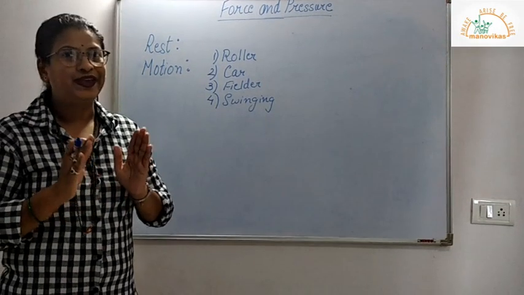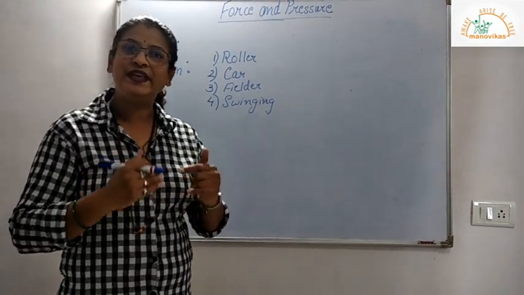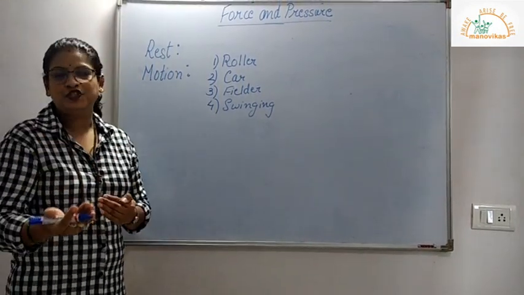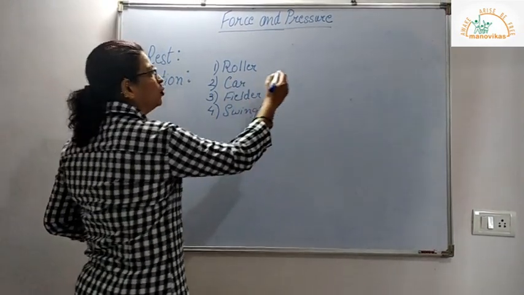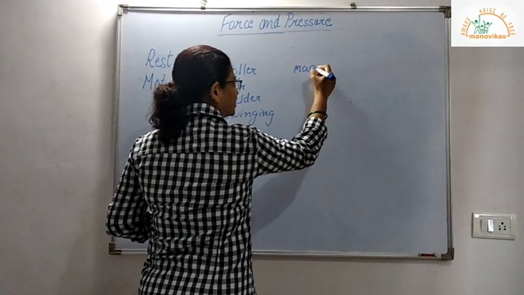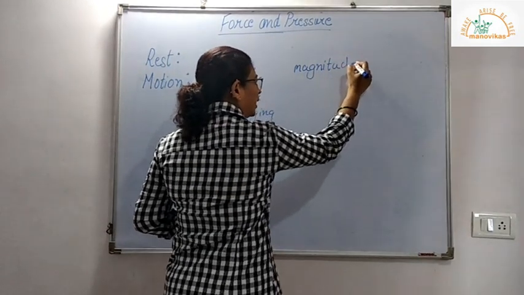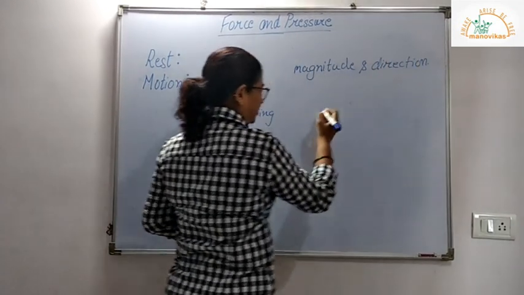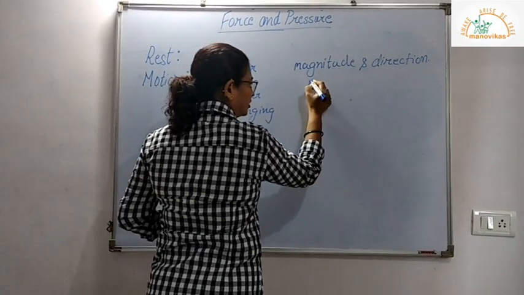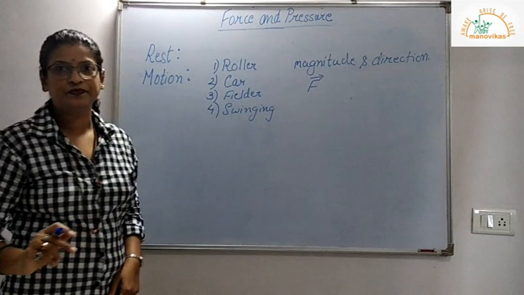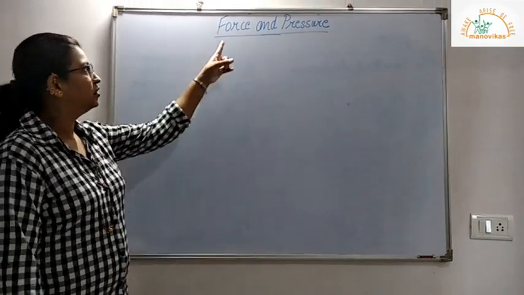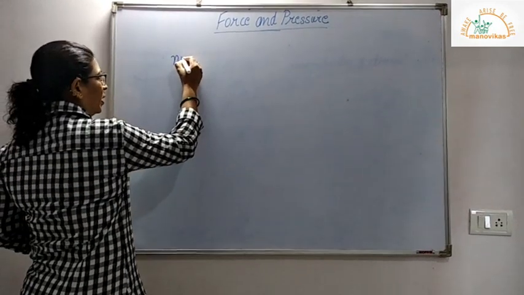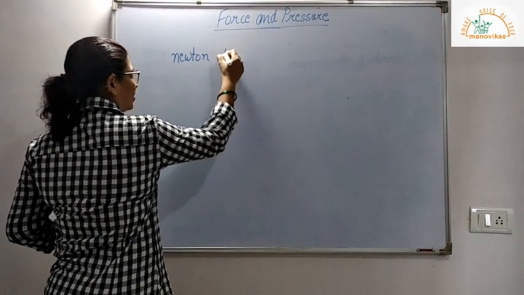Now, we cannot see force, but we can see and feel the effect of force. Force is expressed with both the magnitude as well as the direction. So force is expressed with the help of its magnitude and direction, and force is represented with an arrow. It is represented in the form of F with an arrow above it. Now we see the unit of force. The SI unit of force is Newton and its symbol is N.